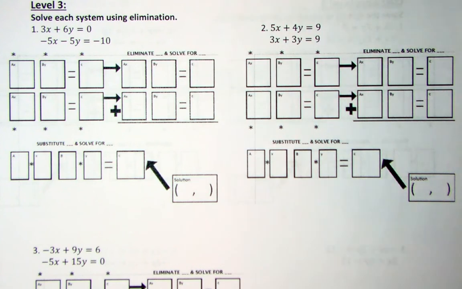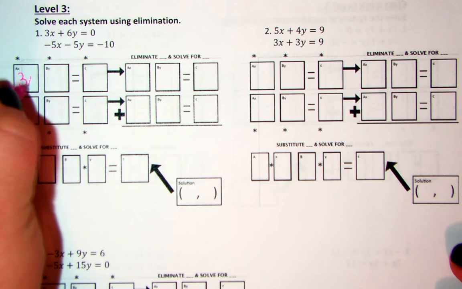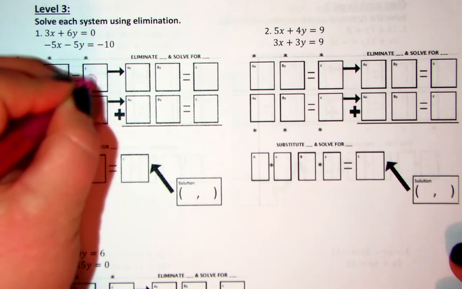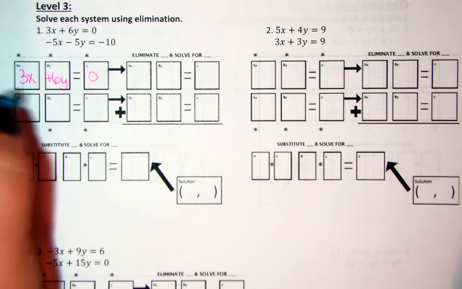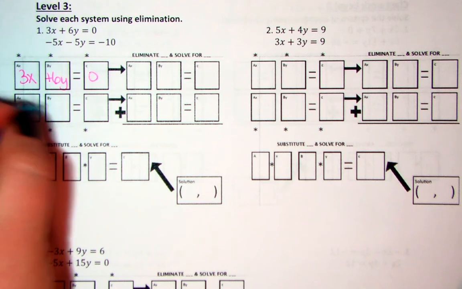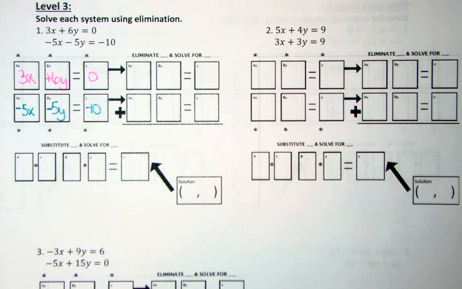For level 3, we are going to need to multiply both equations by something in order to get a variable to eliminate. So let's put our equations into our setup. 3x plus 6y equals 0. This first step really does help us make sure that our variables are lined up, because occasionally we might find an equation where the x is first in one equation and the x is second in the other equation. So we really want to make sure that our x's and our y's are all lined up before we start doing any kind of elimination.